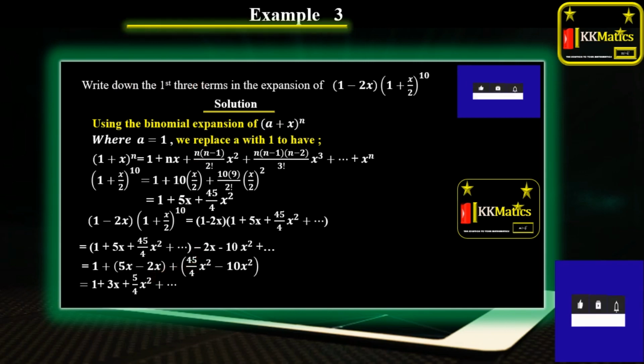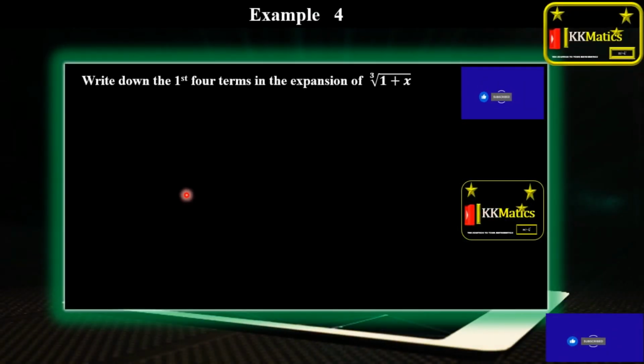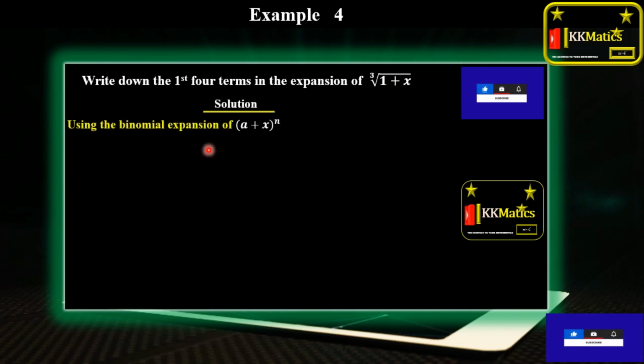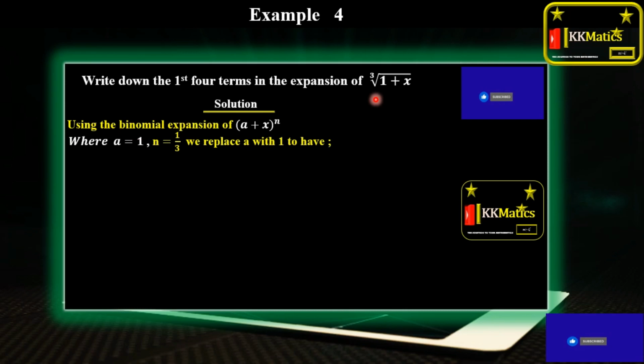Move on to example 4. In example 4, we are told to write down the first 4 terms in the expansion of the cubic root of 1 plus x. So, solution: using the binomial expansion of a plus x all raised to the power n, as we stated earlier, here we have our first term to be 1. So we state that first term a equals 1, and our n here is 1 over 3.